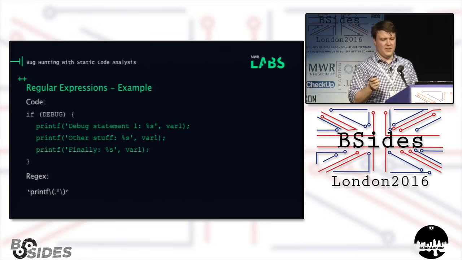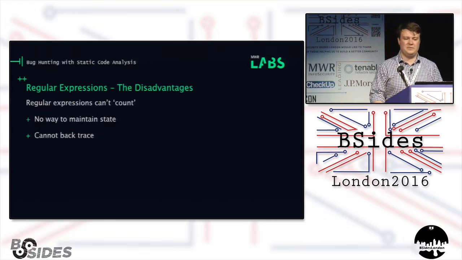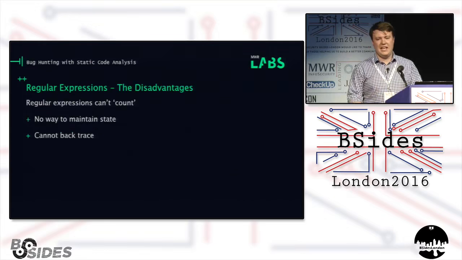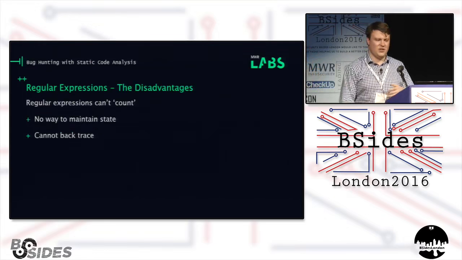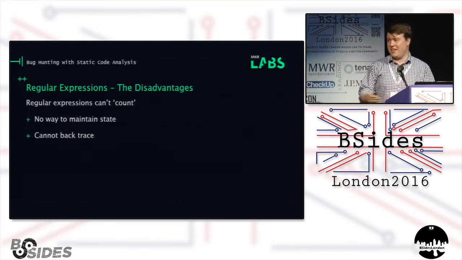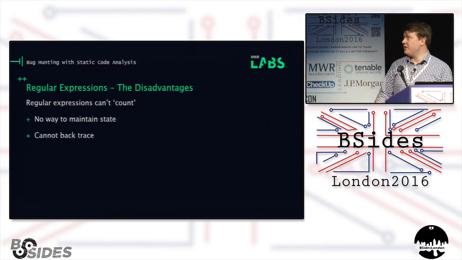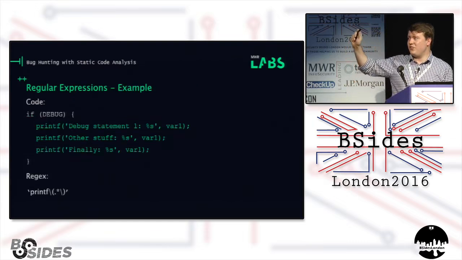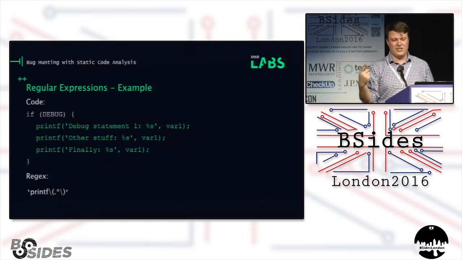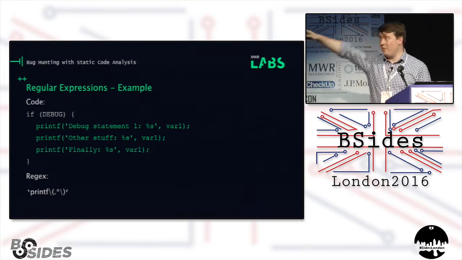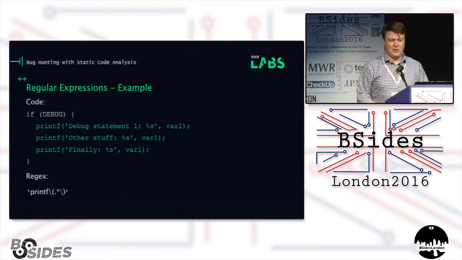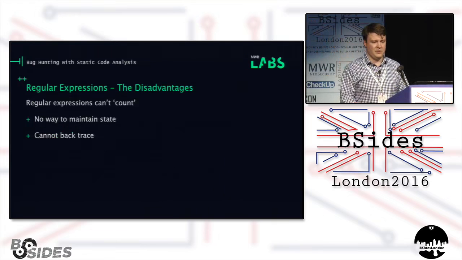So you've got a couple of problems here, though. Regular expressions can't count. You have no way to maintain state. Classically, they can't backtrace. If you're using a modern regex engine, they can to some degree or another. But the issue here, then, is if we go back to the previous code, you've actually got 3 issues turning up for what is essentially still 1. And it's actually not even 1, it's a false positive, because you've got your debug guard in place.